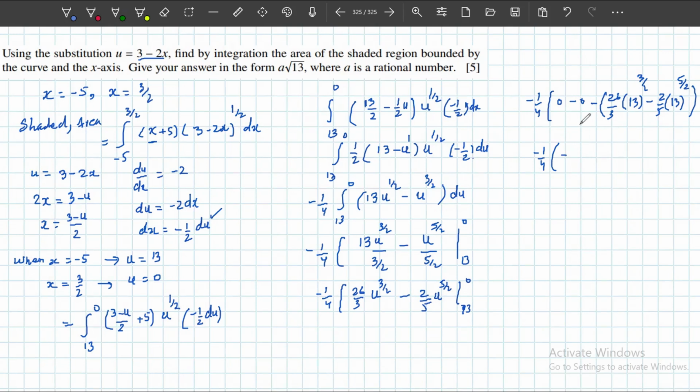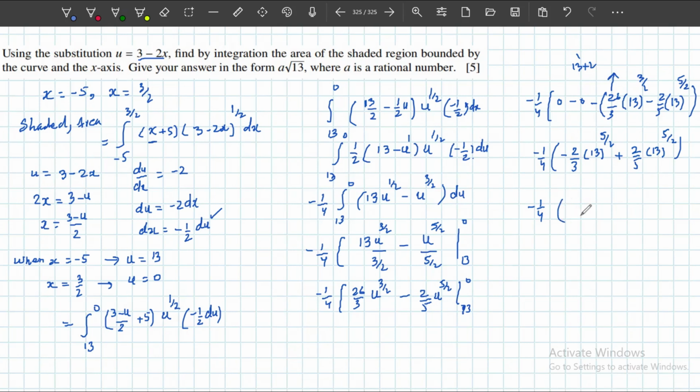Next step, basically 26 is 13 multiplied by 2. So 13 we can simplify with the power of 13 power 3 by 2. So 3 by 2 plus 1 gives me 5 by 2. It means this can be 2 over 3, 13 power 5 by 2. And here we have minus minus plus, 2 over 5, 13 power 5 by 2. So once it is done, then we move to the next step. We can say that minus 1 by 4.